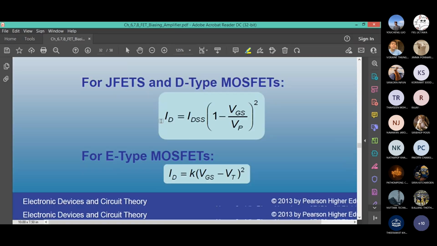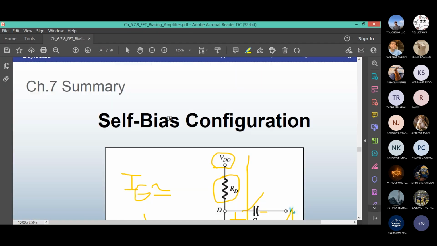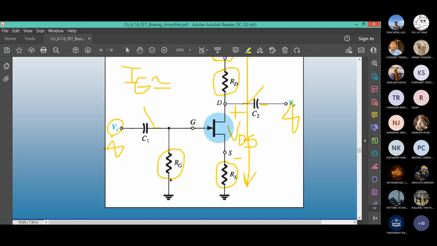IG is 0. If 0 current passes through this resistor RG, what is the voltage? 0 volts. Yes, Ohm's law, V equals IR. RG multiplied by IG, which is 0. This is 0 volt. If you have 0 volts across a resistor, it is like a short circuit. So you can replace or approximate RG as a short as if it is not there.